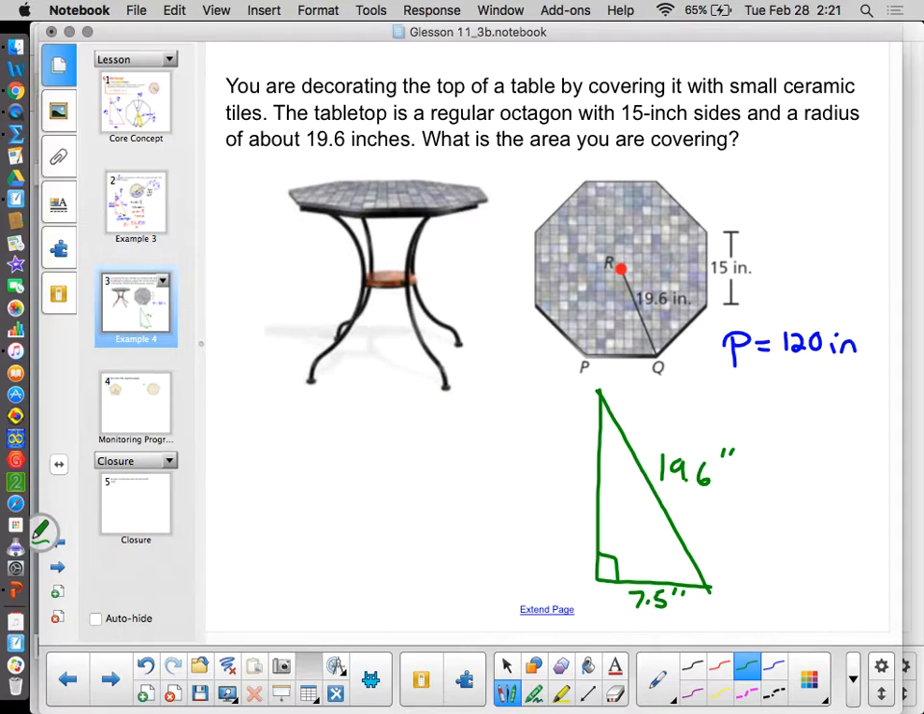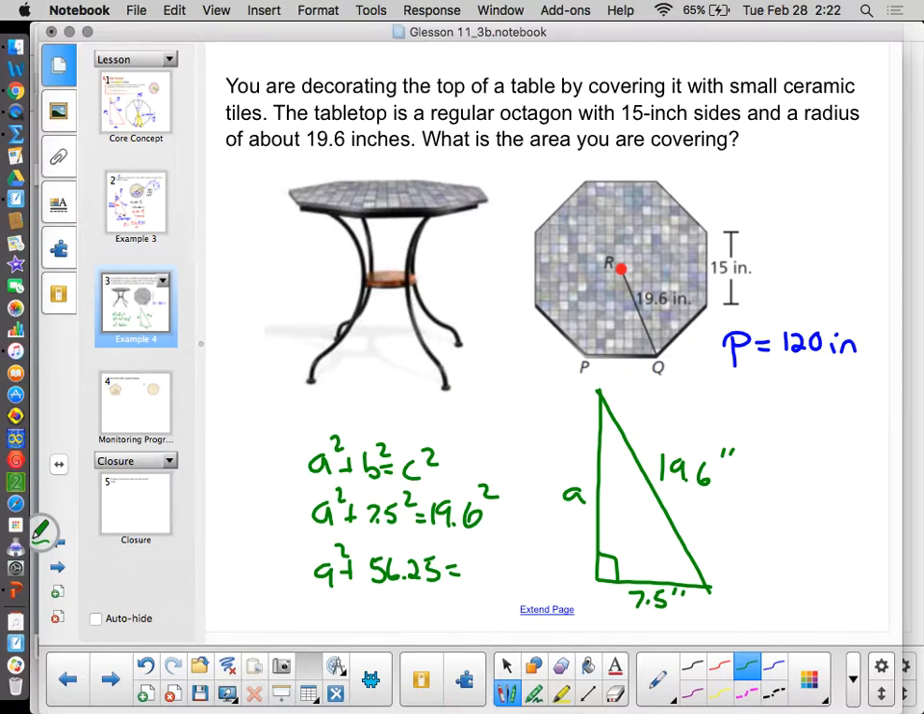I do not need to use SOHCAHTOA here because I already know two sides of my right triangle. Finding the third side of my right triangle is a relatively simple task because we can use the Pythagorean theorem. And again, we get a squared plus b squared equals c squared. A is the apothem in this case, which is fine. A squared plus 7.5 squared equals 19.6 squared. Now remember, we do have to square first, order of exponents. So a squared, 7.5 squared is 56.25.